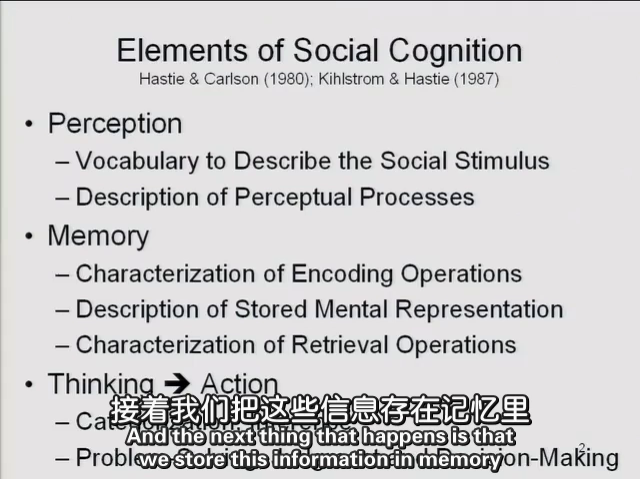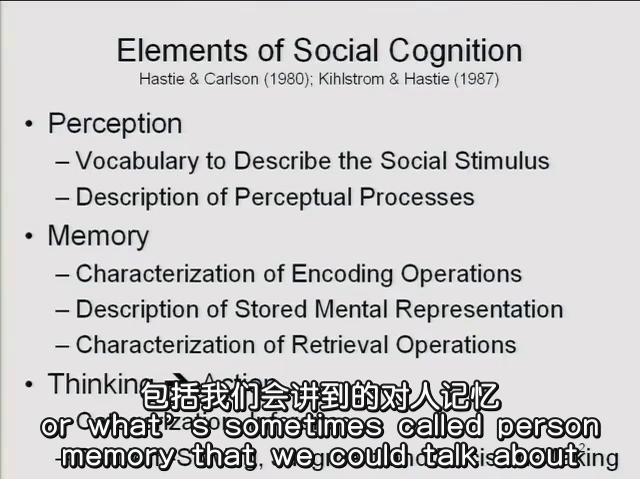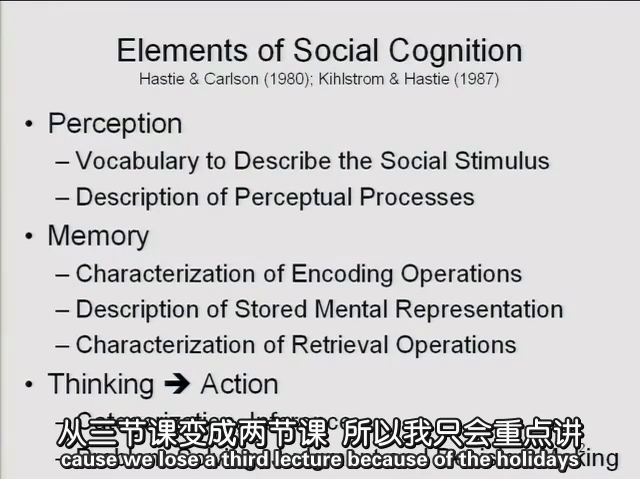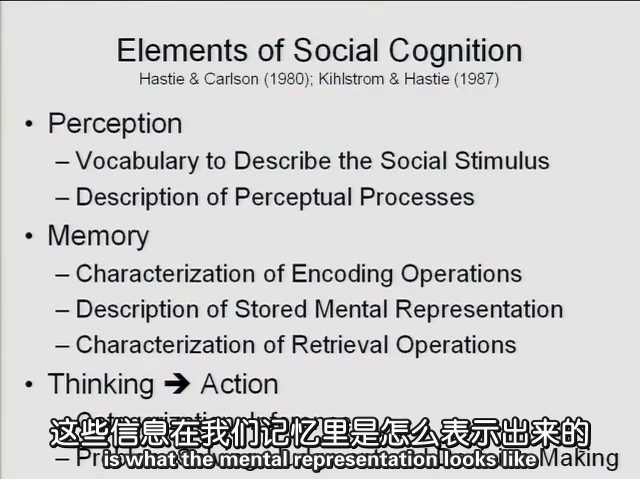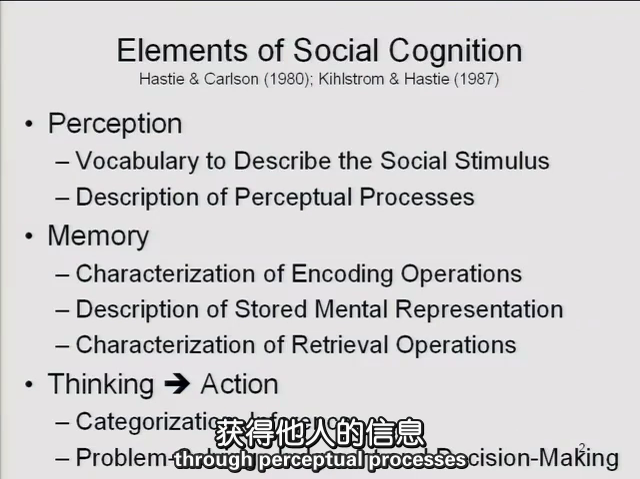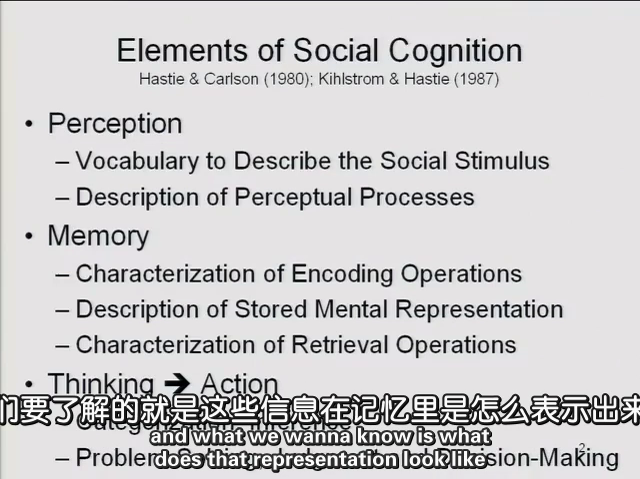And the next thing that happens is that we store this information in memory. Now, there are lots of different aspects of social memory, or what's sometimes called person memory, that we could talk about. But what I want to focus on in these two lectures, because we lose a third lecture because of the holidays, is what the mental representation looks like. That is, once we've acquired some knowledge of a person through perceptual processes, we then store that knowledge in memory, and what we want to know is, what does that representation look like?